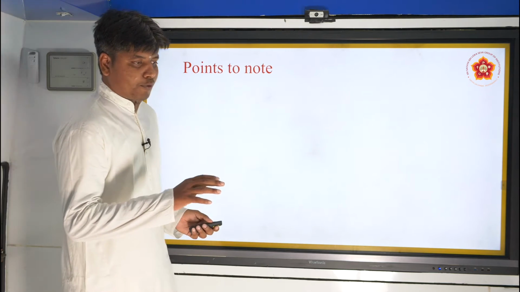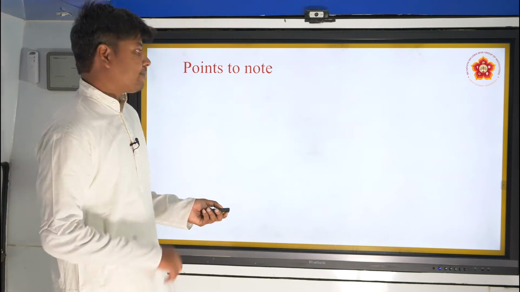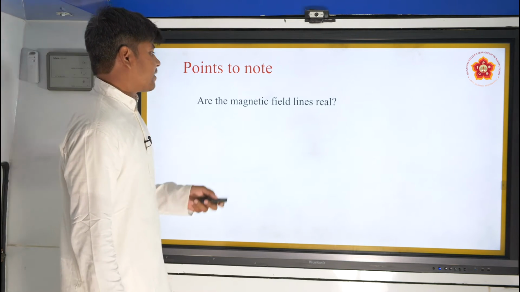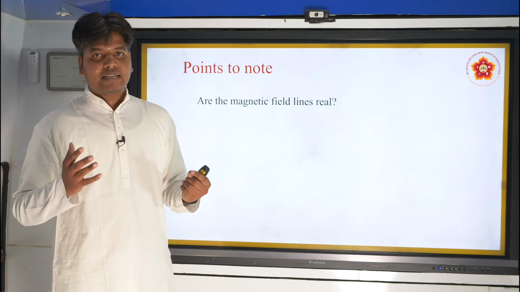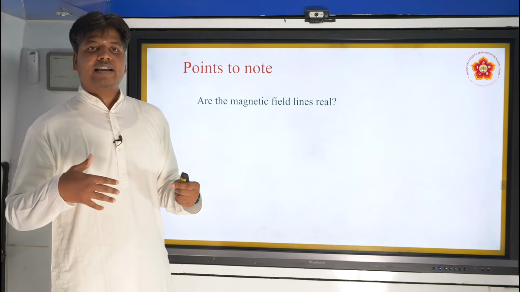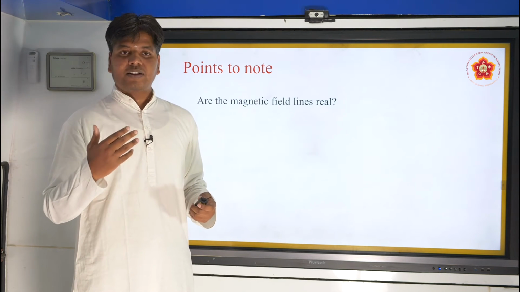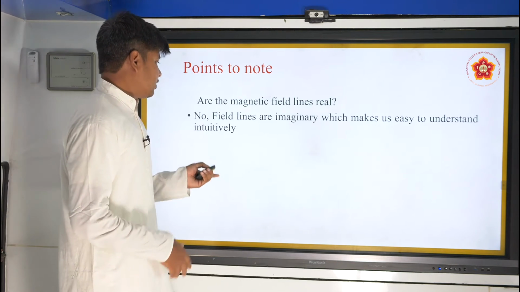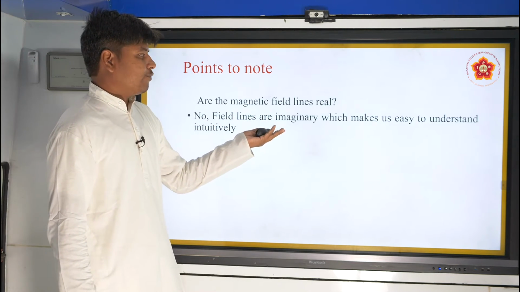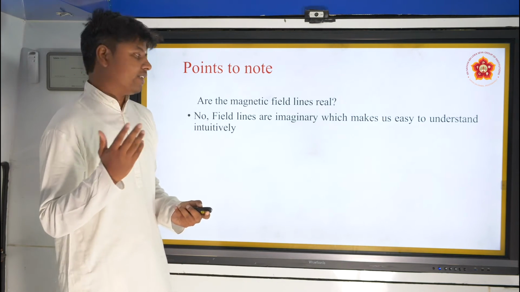Now the basic points to note about what we have studied until now about this magnetic field. Are these magnetic lines real? No, they are not real. They are for our understanding, to make it easy to understand very intuitively. The field lines are imaginary, which makes it easy to understand intuitively. Those are not real.